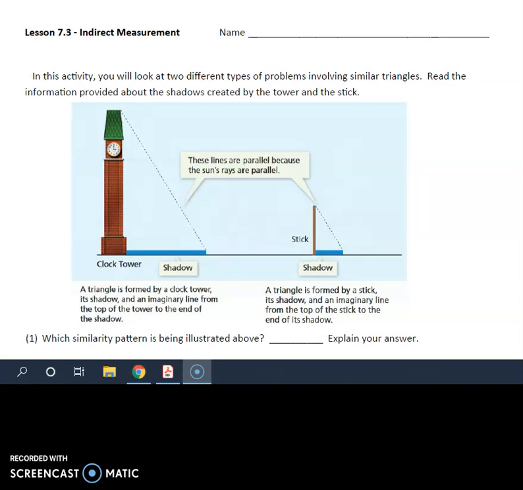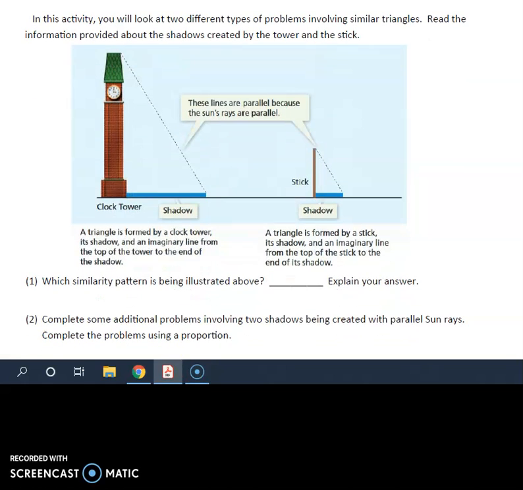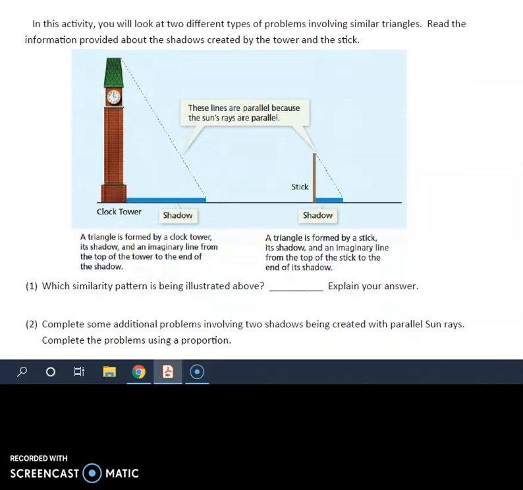This activity is a continuation of lesson 7.1 day 2, in that we are going to be looking at two special cases involving similar triangles. The first one involves rays from the sun, and those rays are creating shadows, and so in doing so, if these two objects are fairly close to each other, these two angles here would be the same angle measurement.